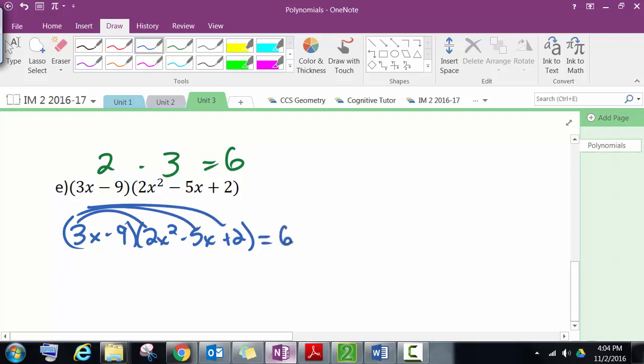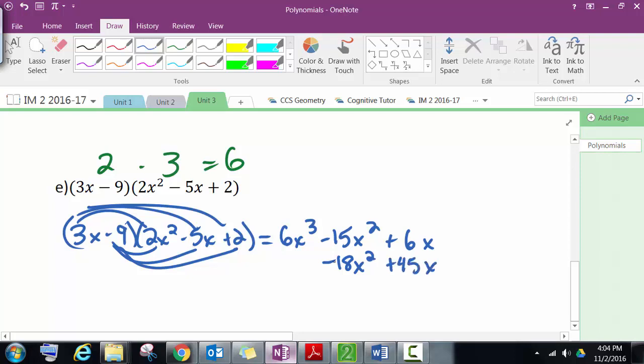3x times 2x squared is 6x cubed. 3x times negative 5x is negative 15x squared. 3x times 2 is 6x. And then I do negative 9 times all that stuff. So just like we were doing before, I'll put it underneath and things that line up. So negative 9 times 2x squared is negative 18x squared, so I'll put it down here. Negative 9 times negative 5x is positive 45x, and negative 9 times 2 is negative 18.